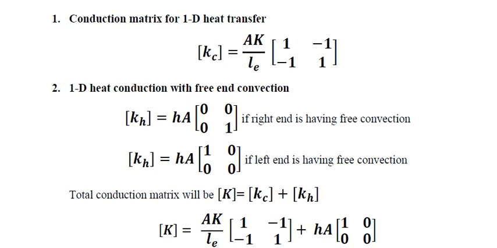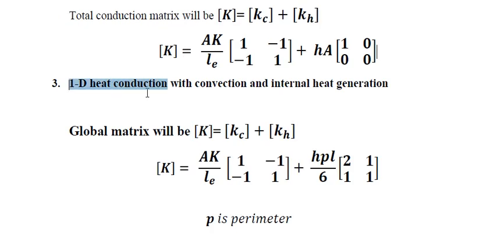neglect surface convection. Okay, now if 1D heat convection is happening with free convection and internal heat generation, then global conduction matrix will be conduction matrix plus free convection matrix. Free convection matrix is HPL by 6 times [2 1; 1 2]. This number should be 2. Please make a note. This number should be 2.